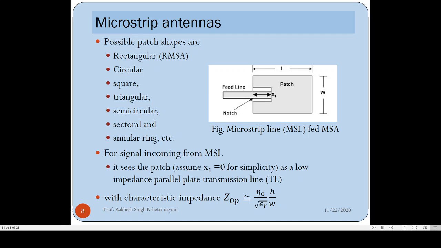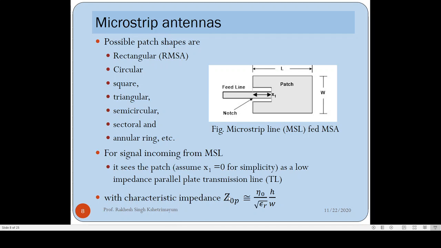You have a metal plate in the patch. Patch is a metal plate. You also have a metal plate in the ground plane. In between you have a dielectric substrate. So you can assume a simple model for this patch: it's a low impedance parallel plate transmission line. And you can even find out the characteristic impedance for a parallel plate transmission line.